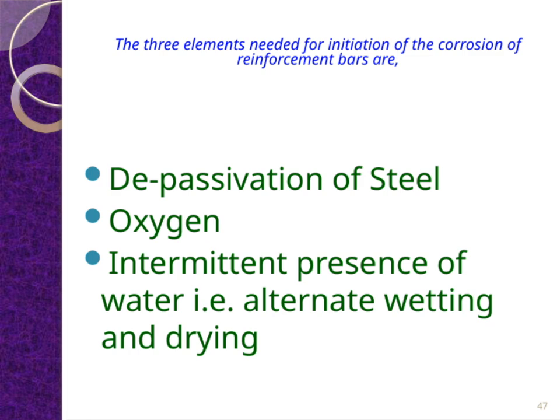Instead, it's about intermittent presence, alternating wetting and drying cycles. These cycles can really accelerate corrosion because they cause fluctuations in the chemical environment around the steel, making it easier for corrosion to start and propagate. So, to summarize, the three elements needed for the initiation of reinforcement bar corrosion are oxygen, moisture, specifically in the form of these wet-dry cycles, and the breakdown of the passive layer on the steel's surface.